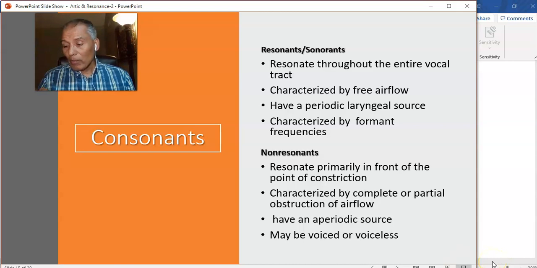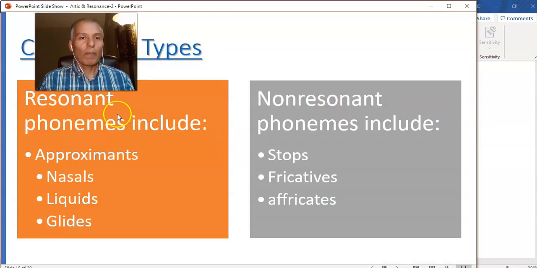So they may be voiced or voiceless. However, all resonant sounds are voiced, okay? But non-resonant sounds, we conveniently describe them as we find them in pairs. One is voiced, one is voiceless. But all the resonant sounds, the 7 of them, are voiced. So let's look at them.